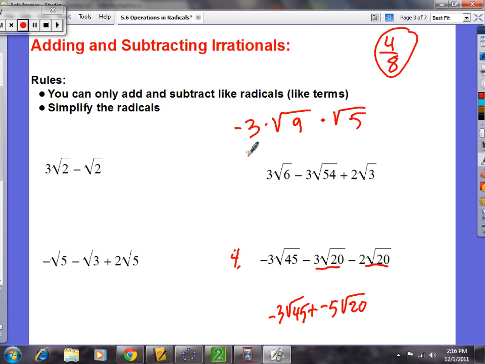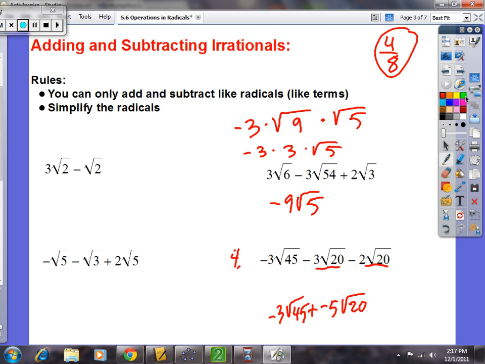That is going to be negative 3 times 3 times square root of 5. What's a negative 3 times 3? So this is going to clean up and give you a negative 9 times the square root of 5. Now, let's simplify my negative 5 times the square root of 20.